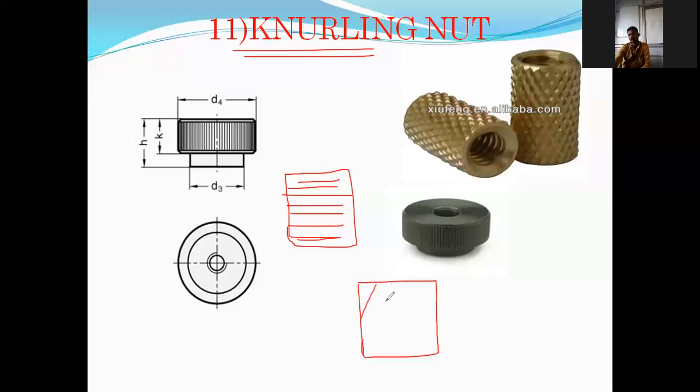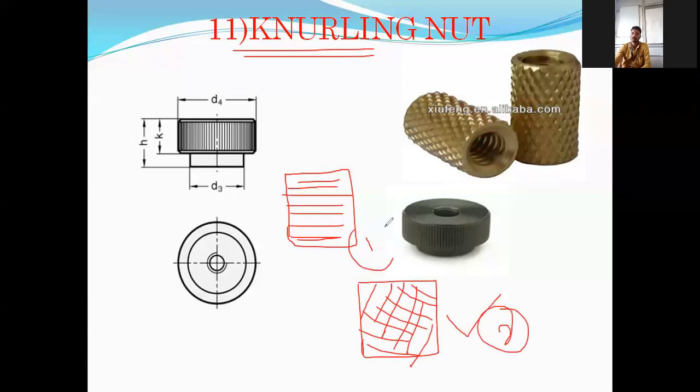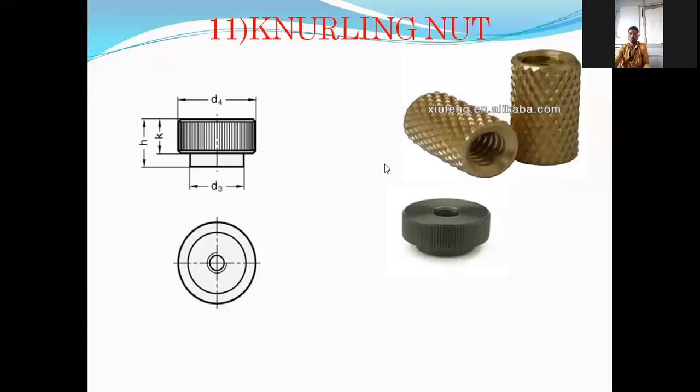यातला पहिला कुठला, हा कुठला आहे आता? Which is this type? First one is straight and second one is diamond. Very good. At least one is knowing. So knurling, that whatever structure is provided, it is called a knurling. So in this type of nut, that structure is provided on the periphery of its nut.